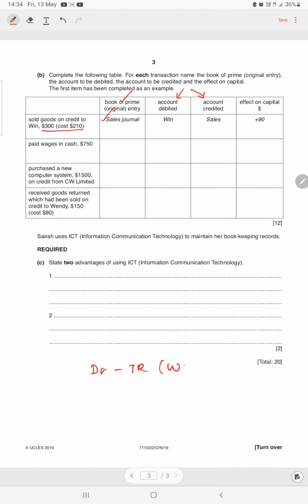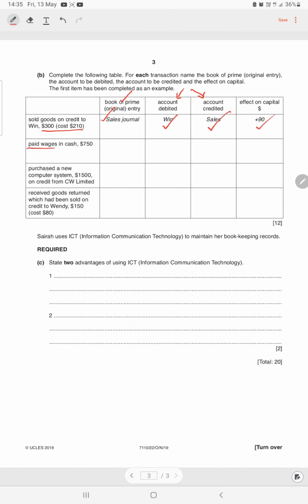In this case, the customer is Win. So debit goods to Win, credit the sales account. All sales go to the sales account. This is an income, and this is an asset. So that's correct. Win account to be debited, sales account to be credited, effect on capital.